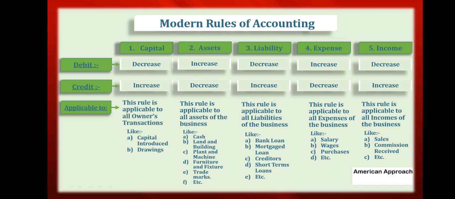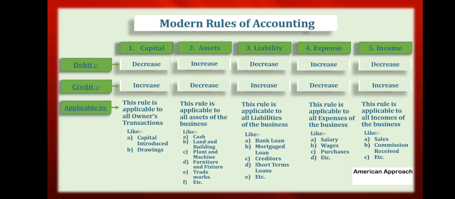What do I mean by increase or decrease? For example, purchase of furniture. Now there is an increase in the asset value. Sold stock. There is a decrease in the asset value. So increase, it has to be debited. Decrease, it has to be credited. So we have completed the first two aspects. Let us go to the next one, that is liability.